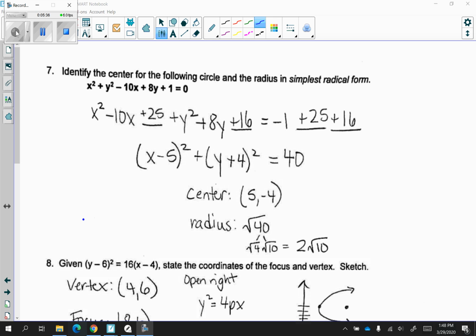If we turn the page and look at number 7, identify the center for the following circle and the radius in simplest radical form. X squared plus y squared minus 10x plus 8y plus 1 is equal to 0. This is a completing the square problem. Many of you do it different ways. This is the way I do it. I end up getting x minus 5 squared plus y plus 4 squared is equal to 40. My center is the opposite signs, so 5, negative 4. My radius is radical 40, which turns into 2 radical 10.